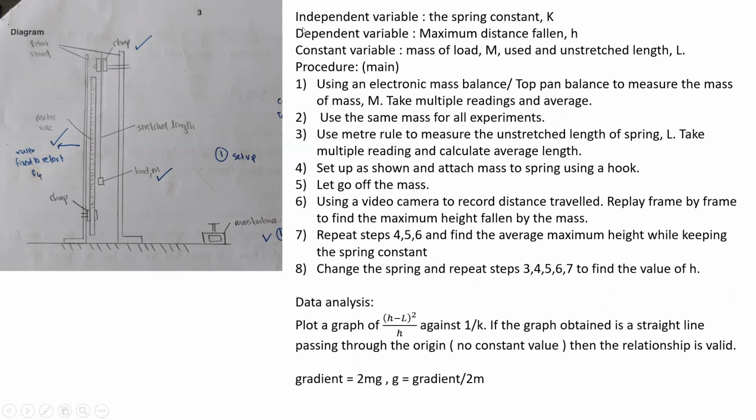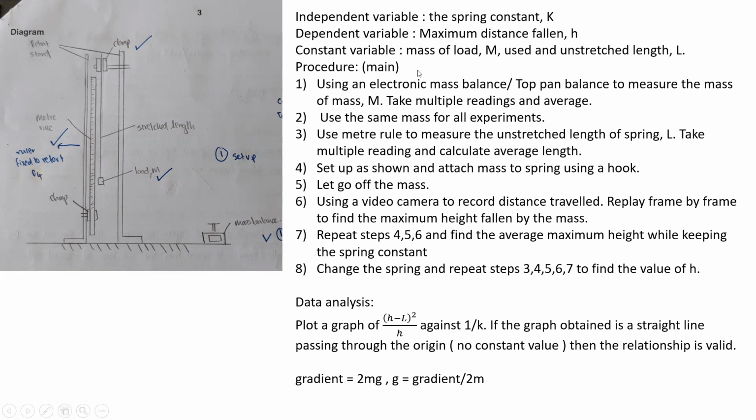Again, in your answer, after you're done drawing the diagram, start by mentioning all the independent variable, constant variable, and dependent variable in point form. Get it out of the way because they're easy marks. So the independent variable is the spring constant k. The dependent variable is the maximum distance fallen h. Constant variable is the mass of load m, and the unstretched length of the cord L.